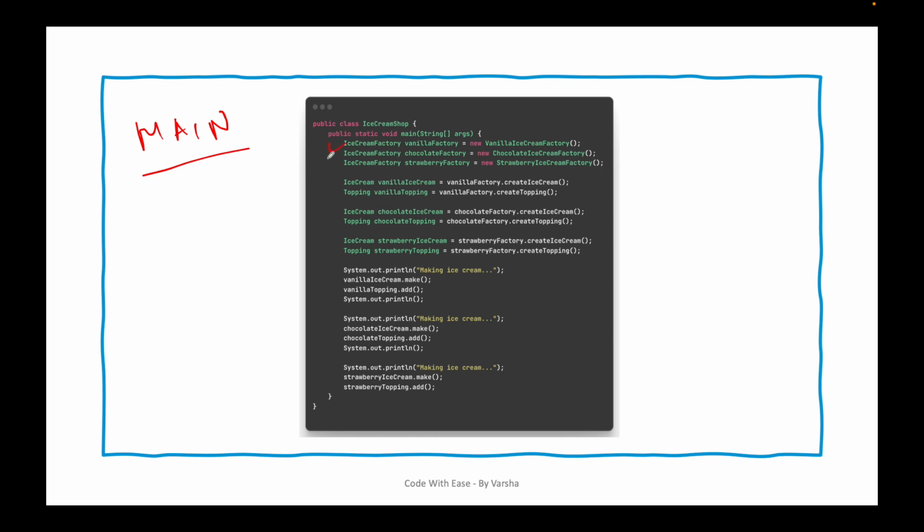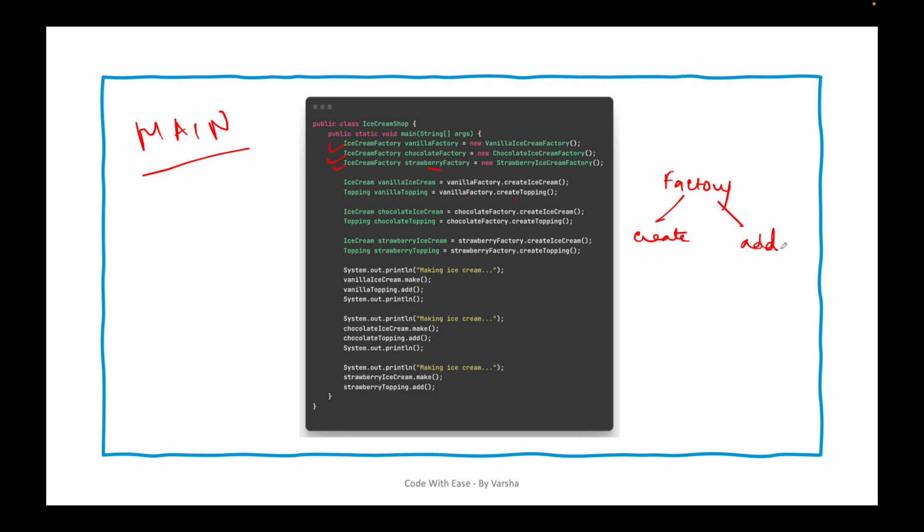So you see we are creating three different objects: one for the vanilla factory, one for chocolate factory, and one for strawberry factory. After that we are saying vanilla factory dot create ice cream, which is vanilla ice cream, and then vanilla factory dot create topping, which means now the specific factory class, vanilla factory or chocolate factory, has two responsibilities. One is to create the ice cream, and second is to add the topping.